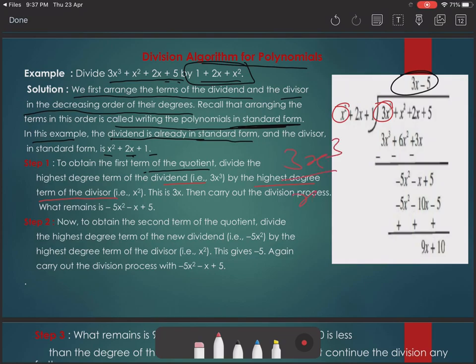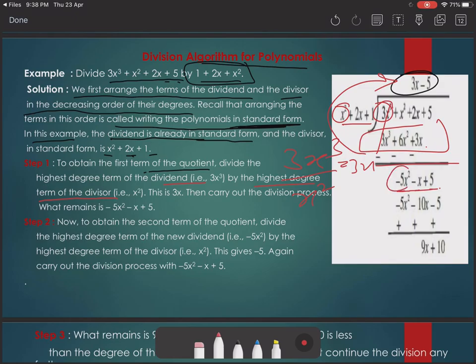What we get? 3x cube upon x square is equal to 3x. We write this 3x in our quotient. Then carry over the division process. We multiply 3x to our divisor. What we get? 3x cube plus 6x square plus 3x. After subtraction, what we get? 3x cube will be cancelled. We get minus 5x square minus 5x plus 5.